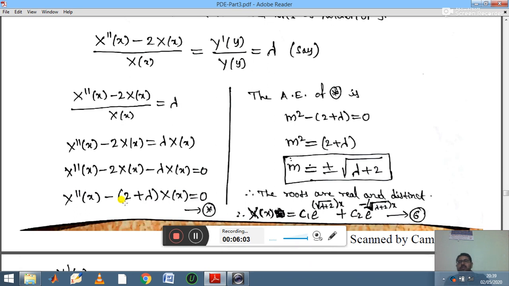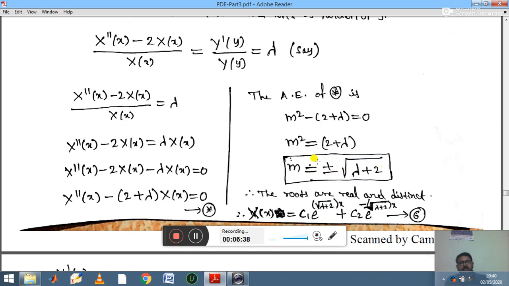You know that while solving an ordinary differential equation of second order, you take the auxiliary equation. The auxiliary equation of equation star, you always write in terms of m. Here, in place of X double dash of x we can write m square minus 2 plus lambda is equal to 0, which is the auxiliary equation of equation star. If you solve this, m square is equal to 2 plus lambda, so m is equal to plus or minus square root of lambda plus 2.